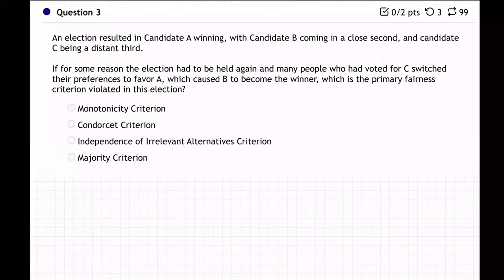Okay, so on this question, they're saying an election resulted in candidate A winning, with candidate B coming in a close second and candidate C being a distant third. If for some reason the election had to be held again, and many people who had voted for C switched their preferences to favor A, which caused B to become the winner, which is the primary fairness criterion violated in this election? That's a lot of words, isn't it?